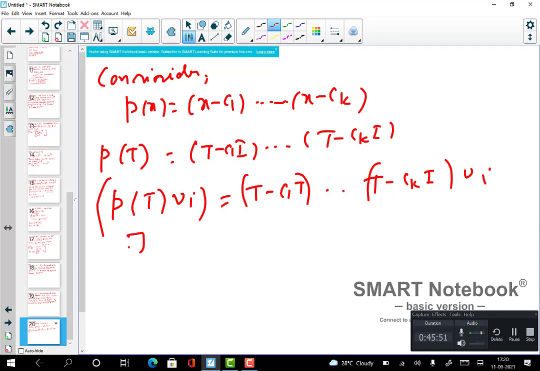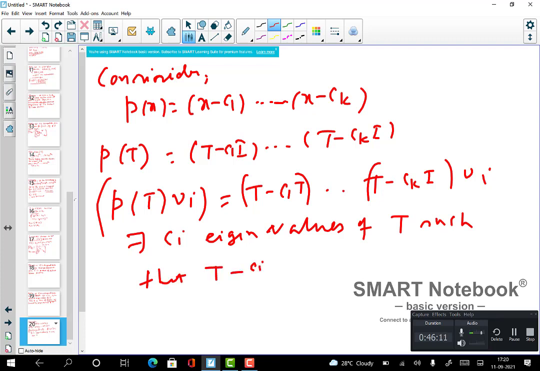So there exists ci among the eigenvalues of T such that (T minus ci I) of Vi will be 0, right? This is eigenvalue, eigenvector, right? And this factor T minus ci is one of the factors, right? So that means this whole product will be identically 0. And this is true for every Vi. For every Vi, it will be an eigenvector for some eigenvalue, right?